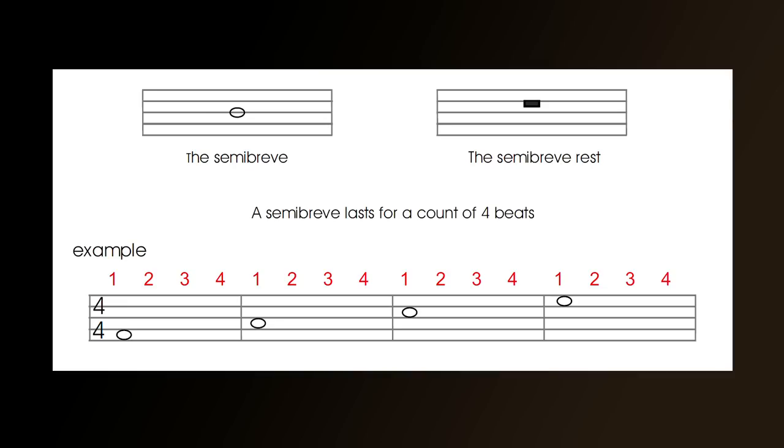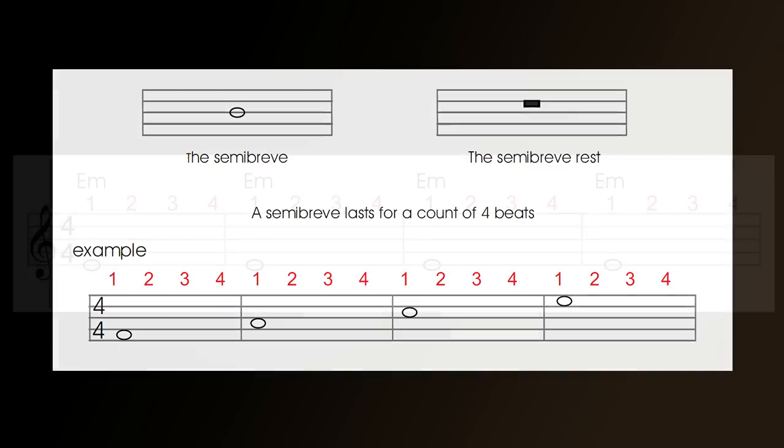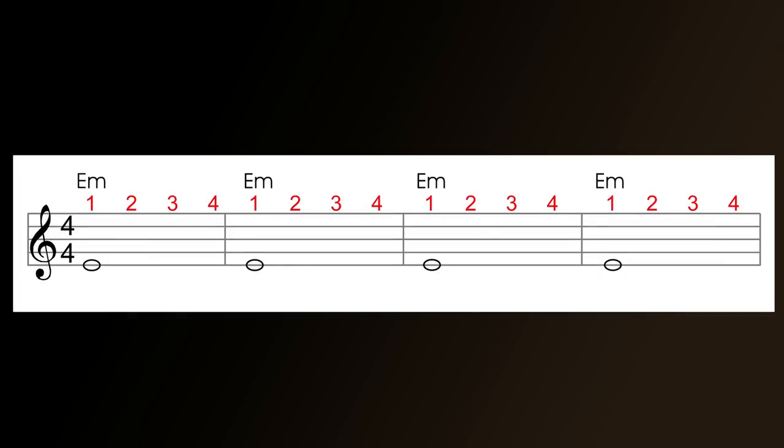To demonstrate a semibreve, I'll play four E minor chords with a metronome at 90 beats per minute. Before I start, there'll be two bars with just the metronome in case you want to play along.